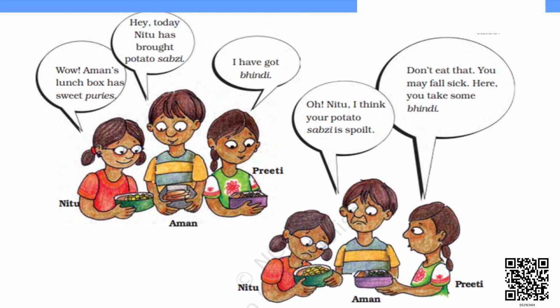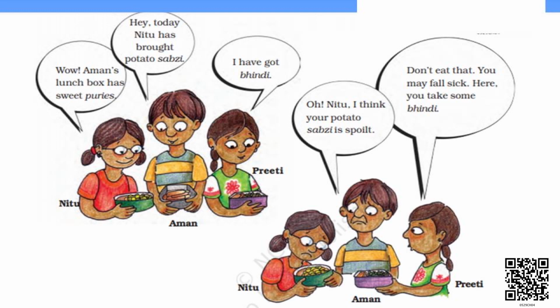Now see the picture. I have taken one of the slides from your own book, so you can find some similarities there. You see three children like you sharing their tiffin. One of them brought potato curry, that is Neetu, and Aman is there, and along with them Preeti is also there, and she brought bhindi. Aman came to know somehow that Neetu's potato curry got spoiled. Now let me ask you, how did Aman come to know that Neetu's potato curry got spoiled?